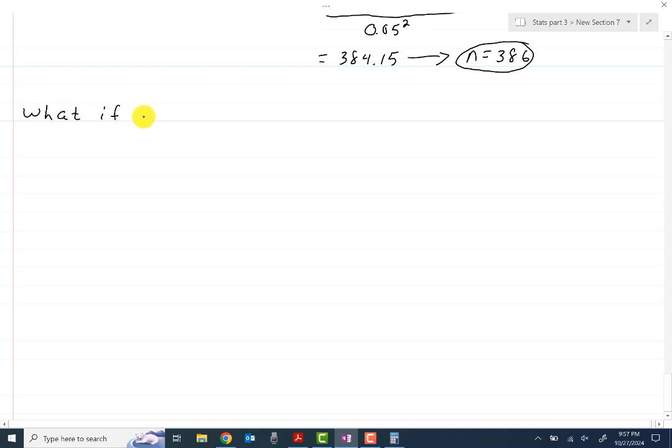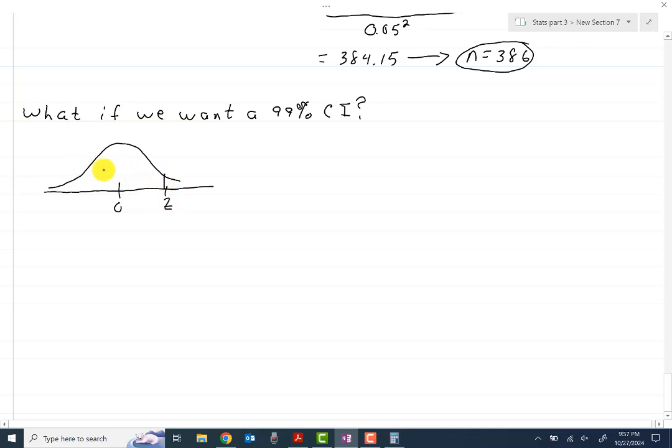What if we want a 99% confidence interval? Well, this is a bit different, isn't it, now? So this may require a huge, let's see how big it will require. So here's 0, and then the same over here somewhere, negative z. This time we're going to have 99% in here. That means that we're only going to have 0.5% out there. Well, that's equal to 0.005.